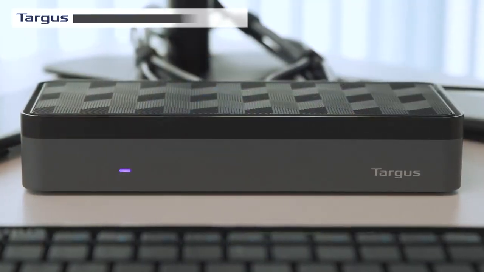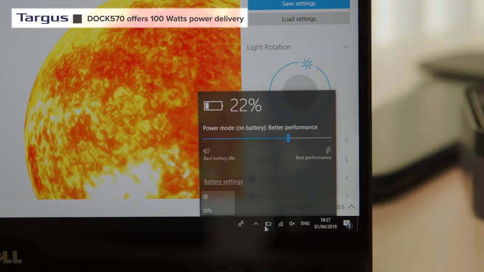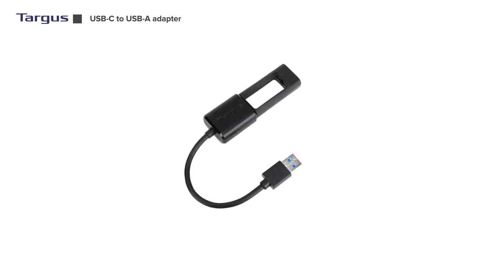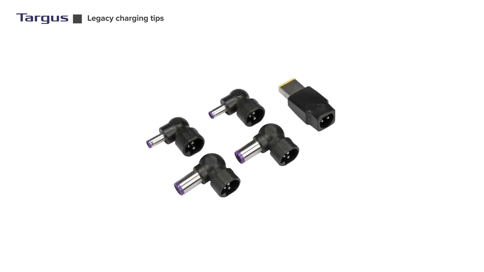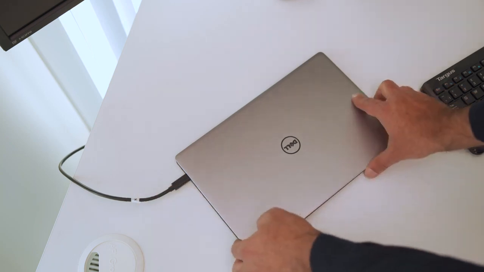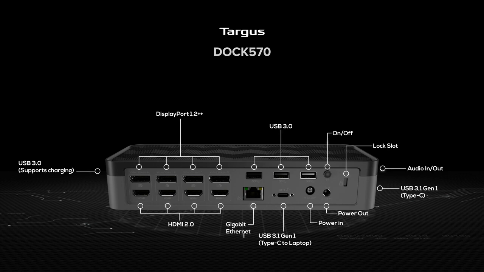Targus DOCK570 offers 100-watt USB power delivery on PD 2.0, so you can power laptops and larger devices through your dock. Targus DOCK570 comes equipped with a USB-C to USB-A adapter, as well as Targus's exclusive charging solution that uses legacy charging tips to power a variety of major laptops. Your most advanced workspace configurations become easy with compatibility across virtually any laptop, including Thunderbolt 3, DisplayPort Alt Mode, USB 3, 3.1, and Type-C devices.